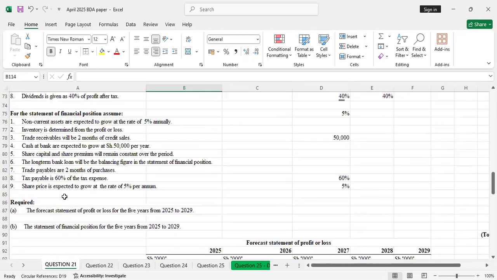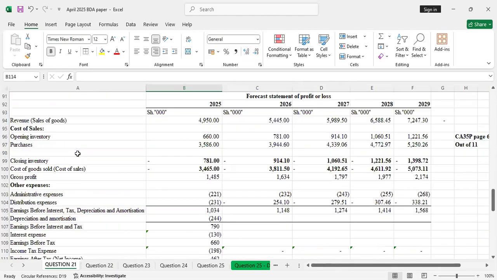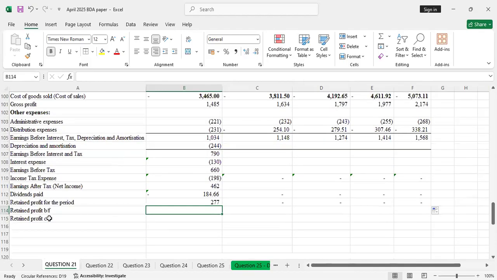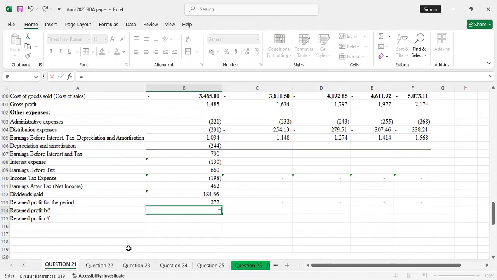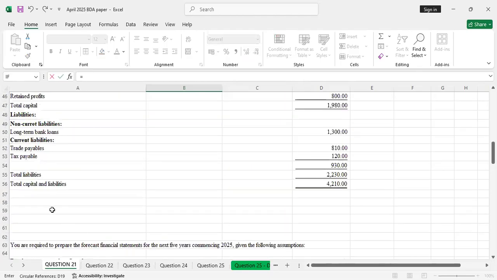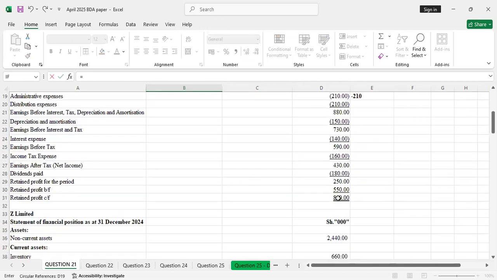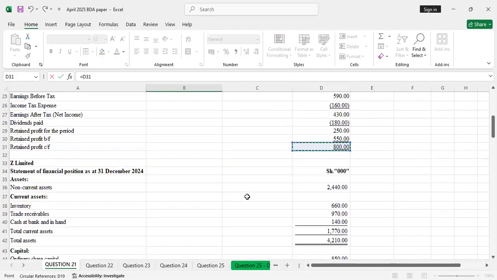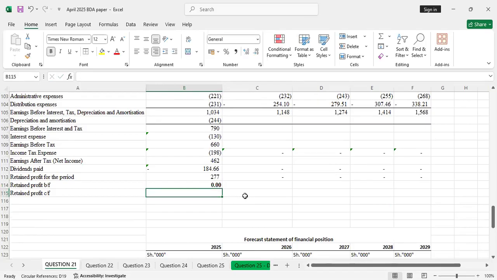Okay, I think they even talk about dividend. No, sorry, there was no information on that, but that one you just have to use your knowledge. So retained profit brought forward is the retained profit carried forward for the previous year, that is 2024. So what is the retained profit carried forward for the year 2024? It is this one here, 800. So that's what you capture there.